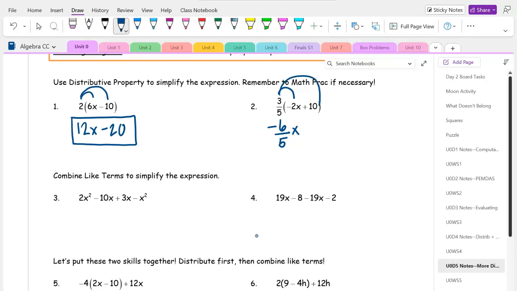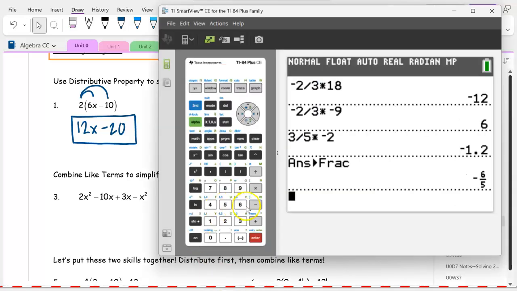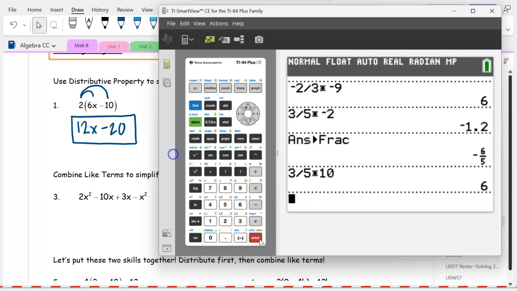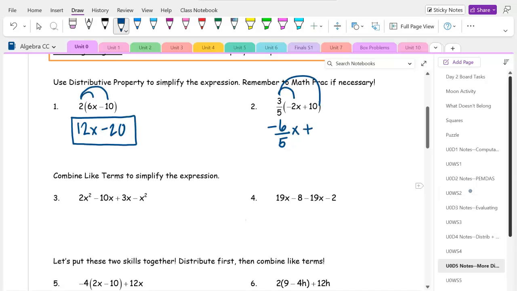We're going to do 3/5 times 10. And that is a positive 10, everybody. All right, 3/5 times positive 10. And notice it does not give you a decimal this time. So 6 is just your answer. It is a positive 6. And because it is a positive 6, we're going to put plus 6. And there you go. All right, that's distributive property.